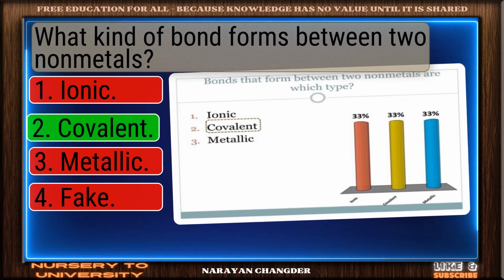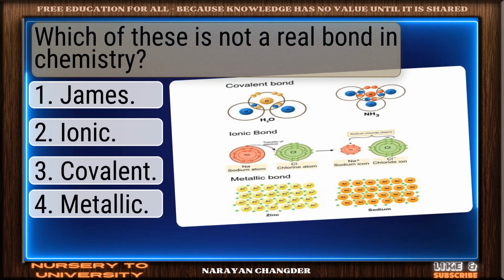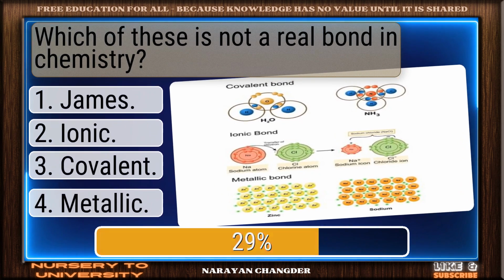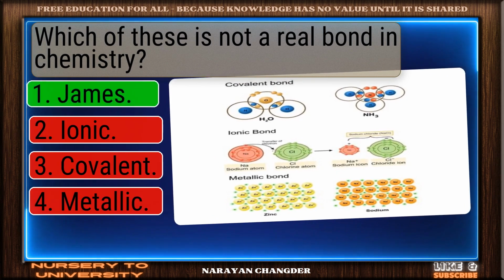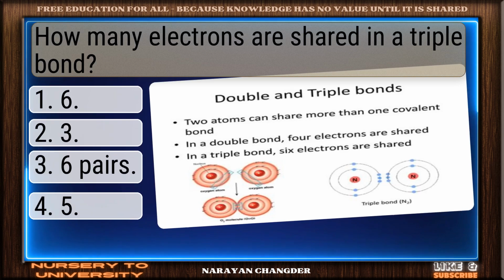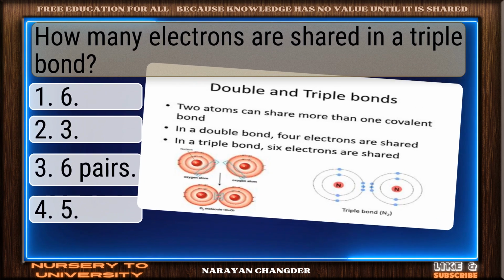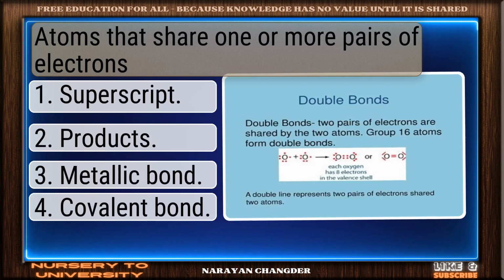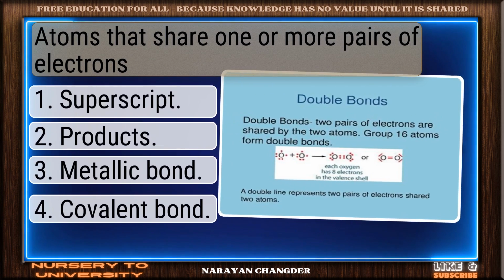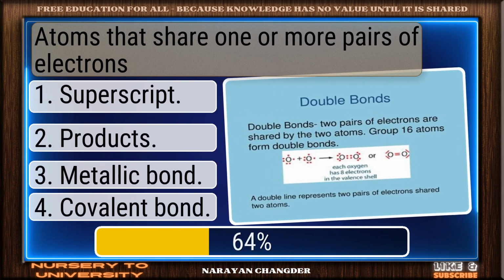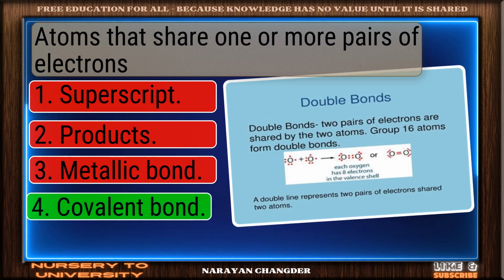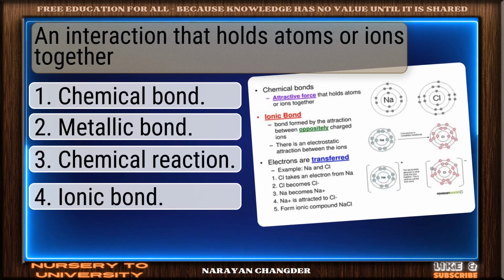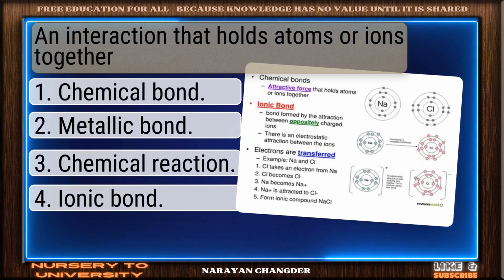Correct response, covalent. Which of these is not a real bond in chemistry? Valid points. How many electrons are shared in a triple bond? You got it. Atoms that share 1 or more pairs of electrons. Perfect choice, covalent bond. An interaction that holds atoms or ions together.